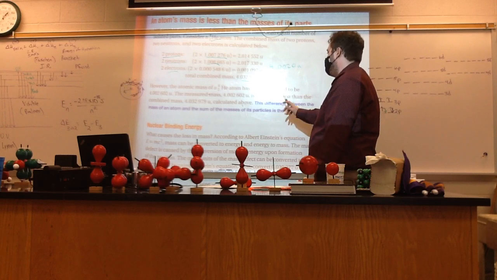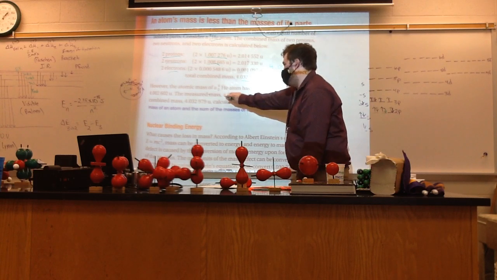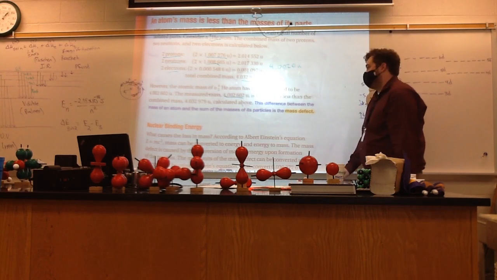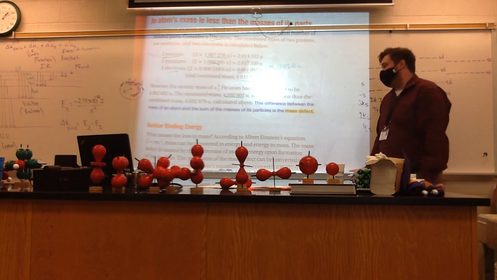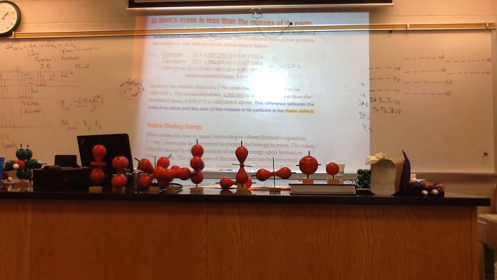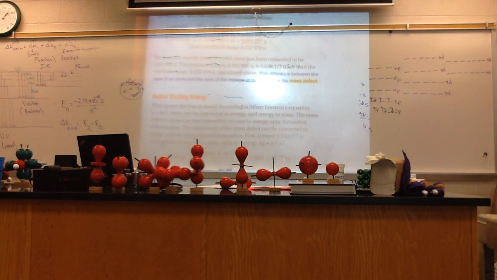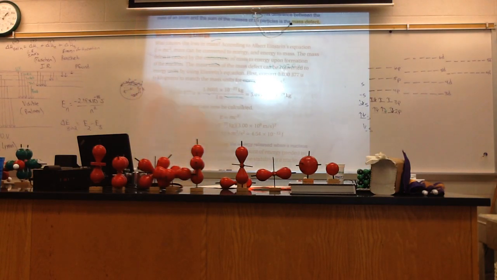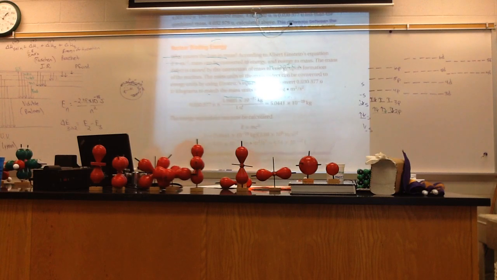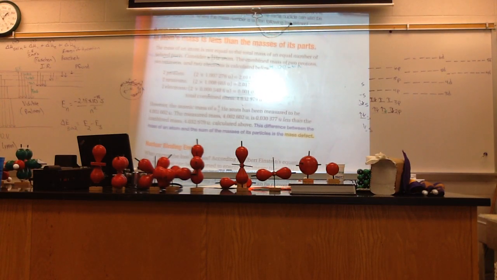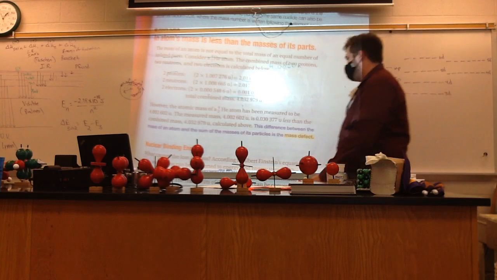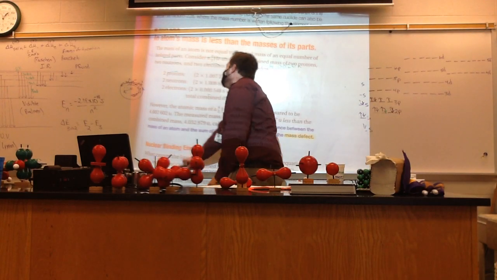So, I guess, is it on here? Yeah, it's on here. The measured mass 4.0016 is 0.030377 U less than the combined mass, right? So as far as the calculation goes, we can calculate the nuclear binding energy by basically taking that difference. Let me go back up here to make sure we have that number here.